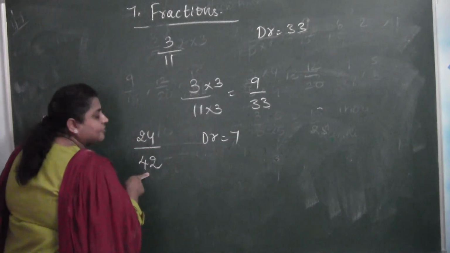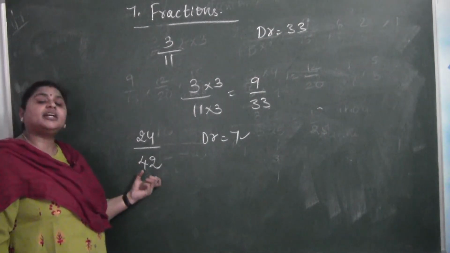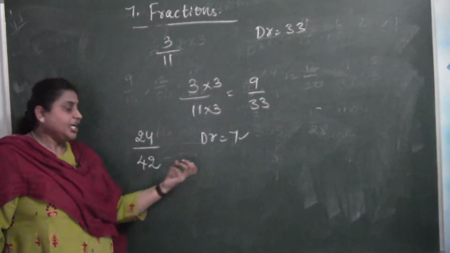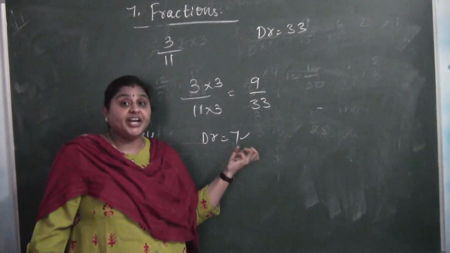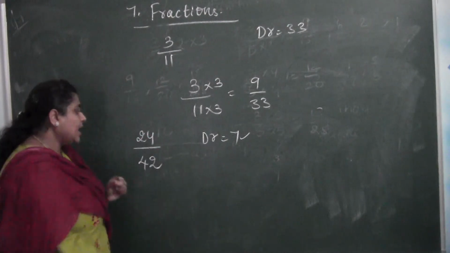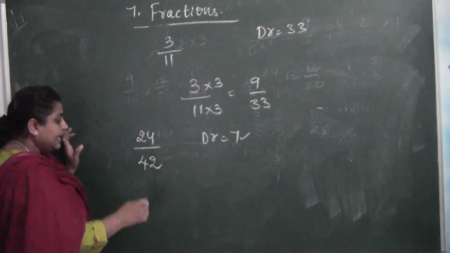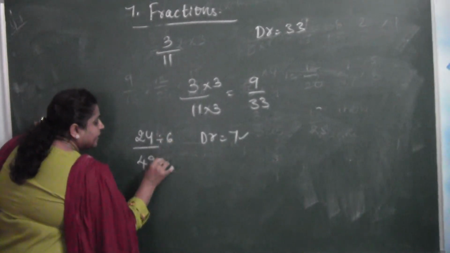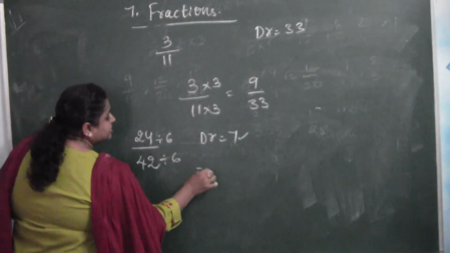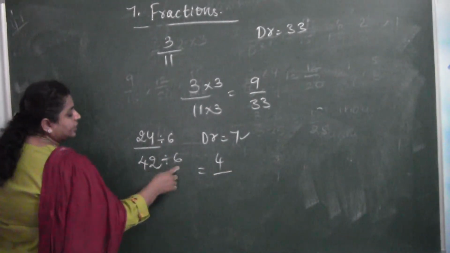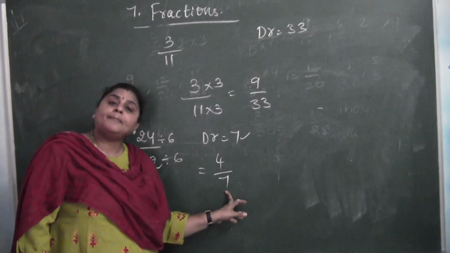So 24 and 42 is there, and I have to change the denominator 42 to 7. If the given denominator is greater than the denominator to be changed, you have to divide. Now 7 in 42, how many times, children? 6. It means I have to divide 24 as well as 42 by 6. 24 divided by 6 is 4, and 42 divided by 6 is 7. Is it not I got the denominator 7?